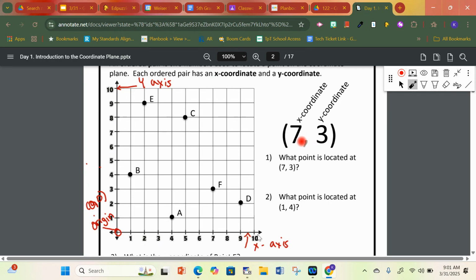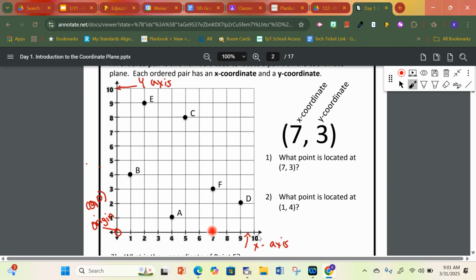All right. So on the x-axis, Wyatt, what does this 7 mean on this coordinate? What do you think this 7 means? It means I'm going to count over along the x-axis how many spots? 7. Okay? So I'm going to count over to the right along the x-axis 7 spots.